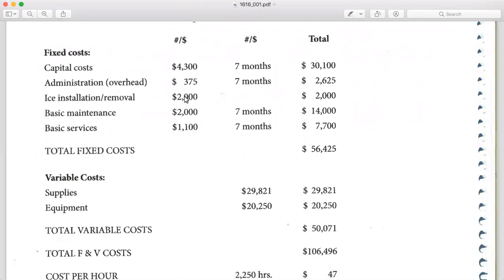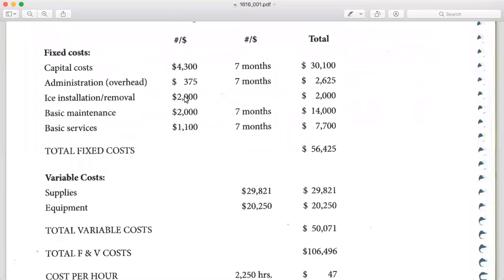So you have all your fixed costs, capital, administration, ice installation removal, basic maintenance, basic services, and then multiplies by 7 months to give you your total fixed cost. And then your variable cost are supplies and equipment, and those come over as a full number because it's for the entire period. Total variable cost is $50,000.